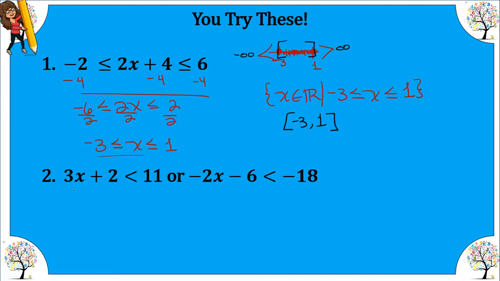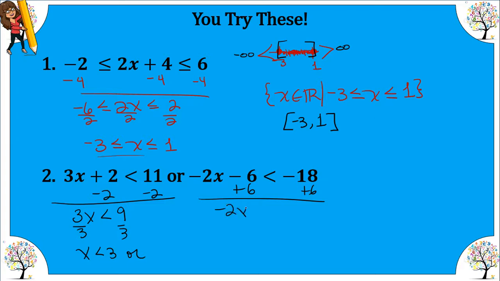Okay, now we have an or, so we're going to subtract 2 from both sides of this equation. We have 3x is less than 9, divided by the 3, x is less than 3. Or we're going to add 6 to both sides. We're going to divide by -2. So remember what that does. We're going to reverse and say x is greater than 6.